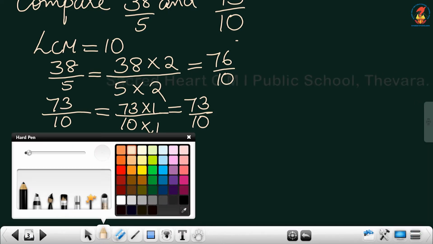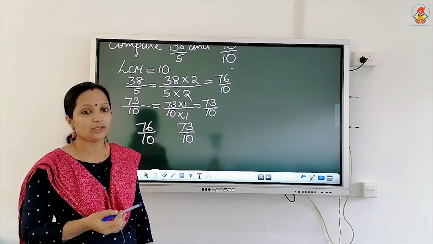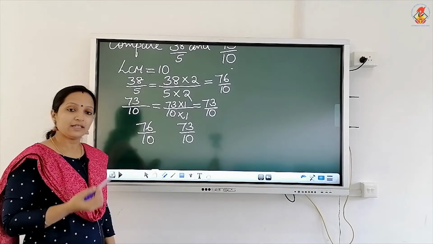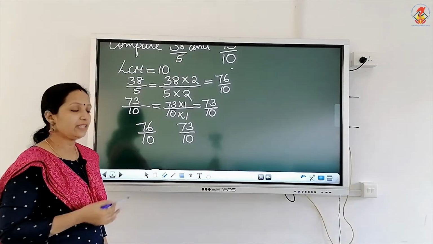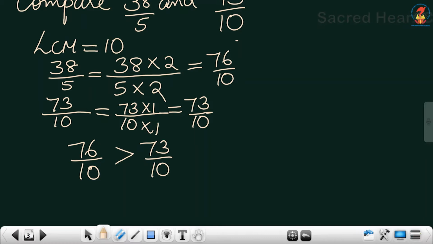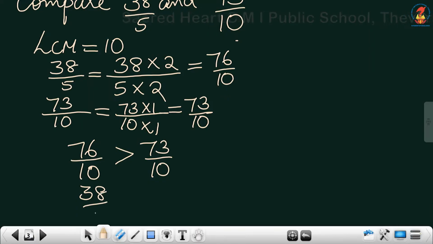They are like fractions. That means, denominators are same. 76/10 and 73/10. They are like fractions because their denominators are same. If the denominators are same, we need to compare only the numerators. Greater numerator will be the greatest fraction. So, which is the greatest fraction here? 76 or 73? Which one is greater? 76 is greater. So, we can say 76/10 is greater than 73/10. And look here, 76/10 is equivalent to which fraction? 38/5 is greater than 73/10.